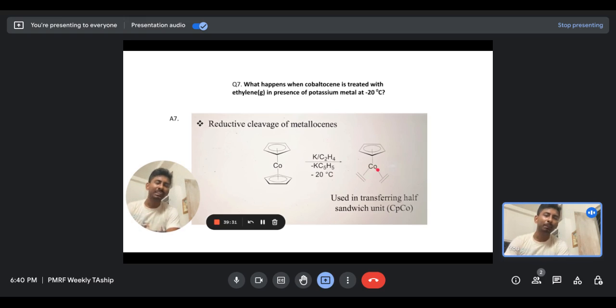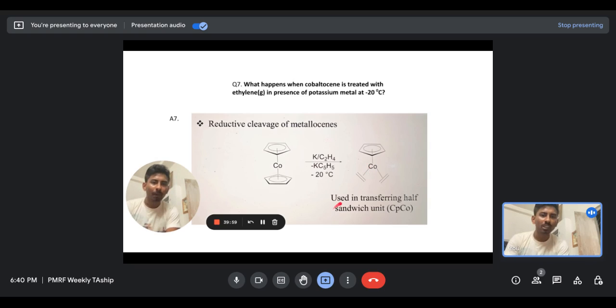Now what happens, it is a +1 oxidation state, so cobalt is a d8 electron system. So this 8 plus 6 is 14, and instead of this 6 electron, it will now take up 2 electrons. So 2 plus 2 is 4 from the two ethylene moieties. So 8 plus 4 is 12, plus 6 from the Cp minus moiety is 18 electrons. So from an 18 electron system we are going to an 18 electron system.